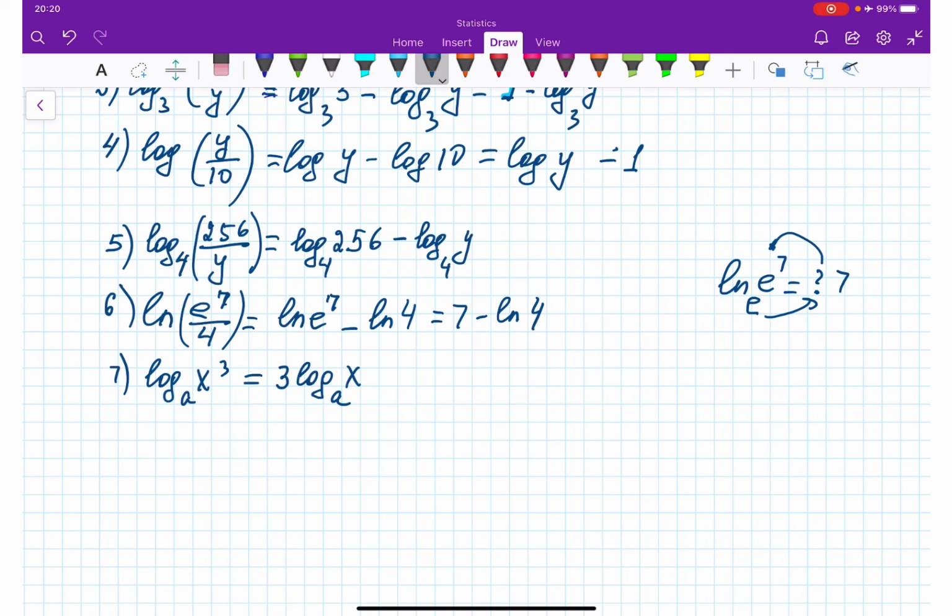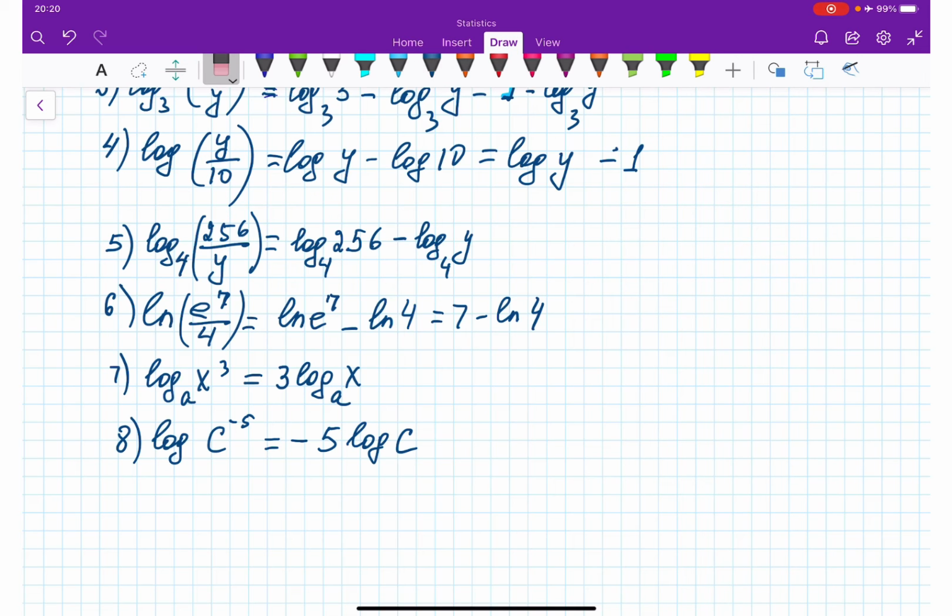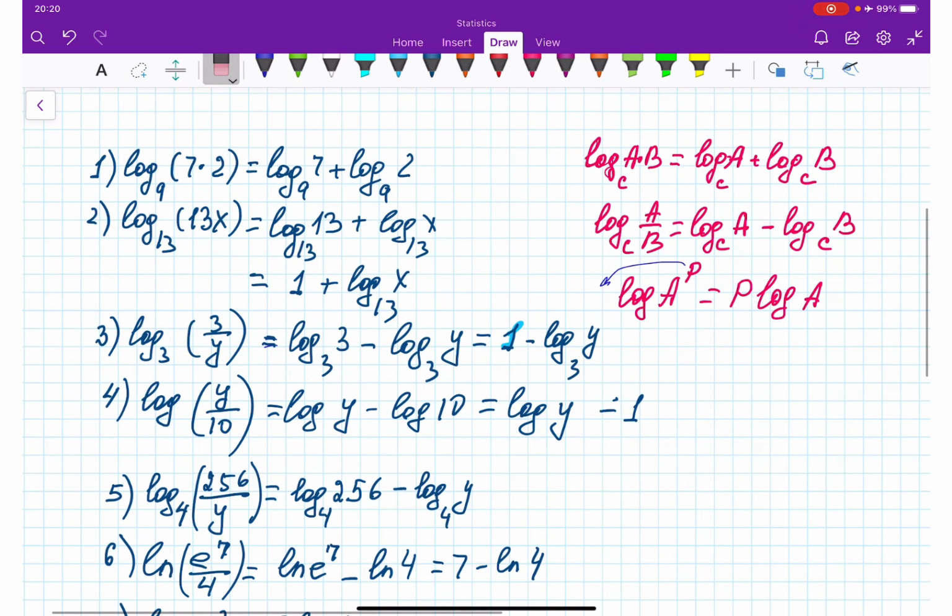Next, question number 8. Log c to power negative 5, when the base is 10. So we're going to get negative 5 coming in front, which will be negative 5 log c. Okay, let me move these properties down, making them mobile, so you can use them.